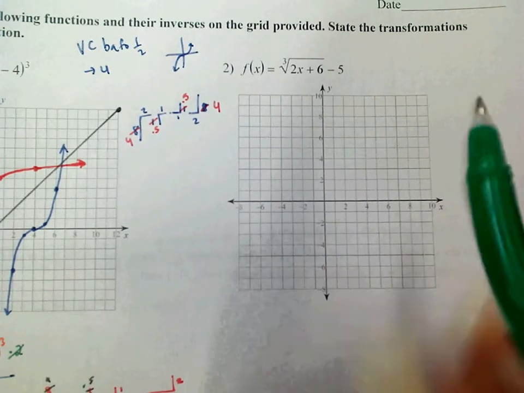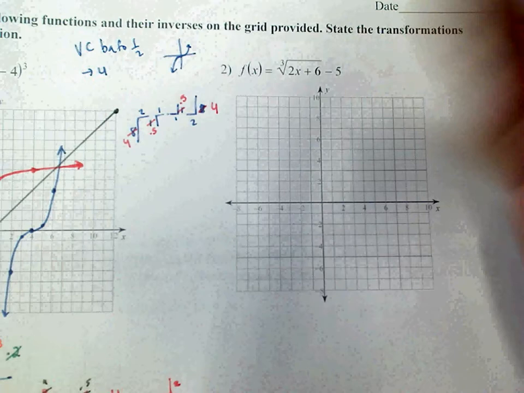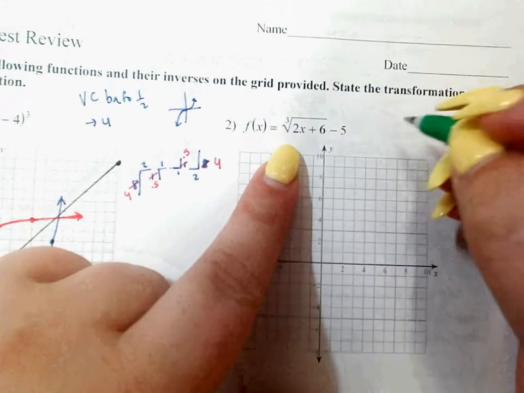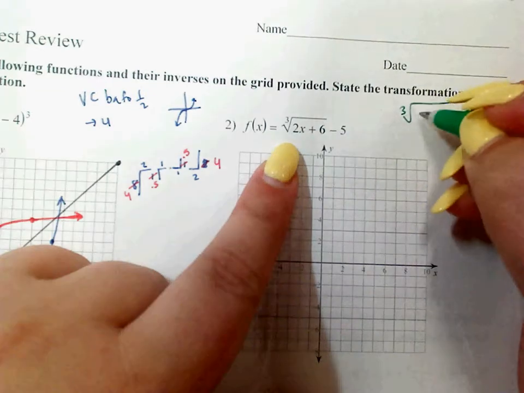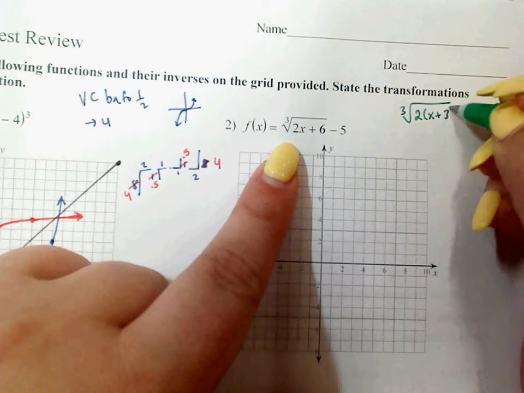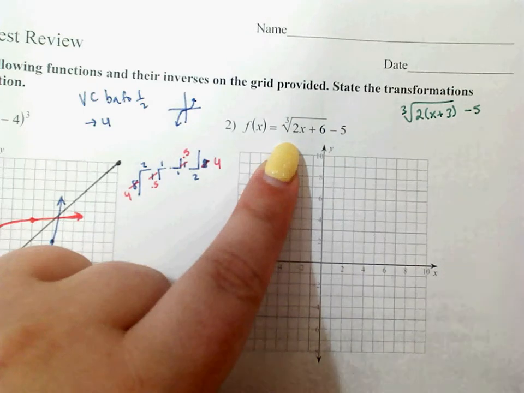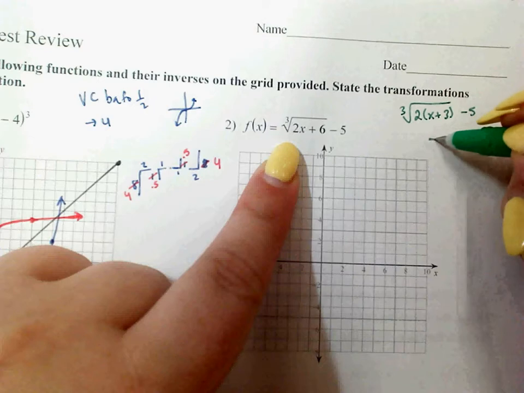All right, number 2. We've got the cubed root of 2x plus 6 minus 5. So I remember that anything in front of the x in the interior needs to be factored out. So it's the cubed root of 2 times the quantity x plus 3 minus 5. Which means we're going to go to the left 3. We're going to go down 5.